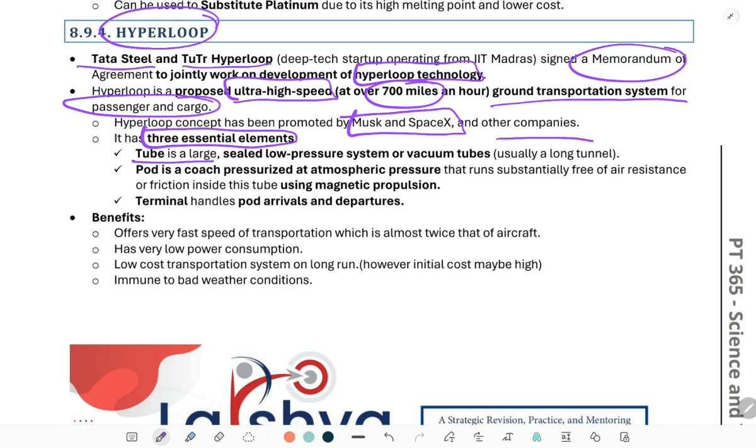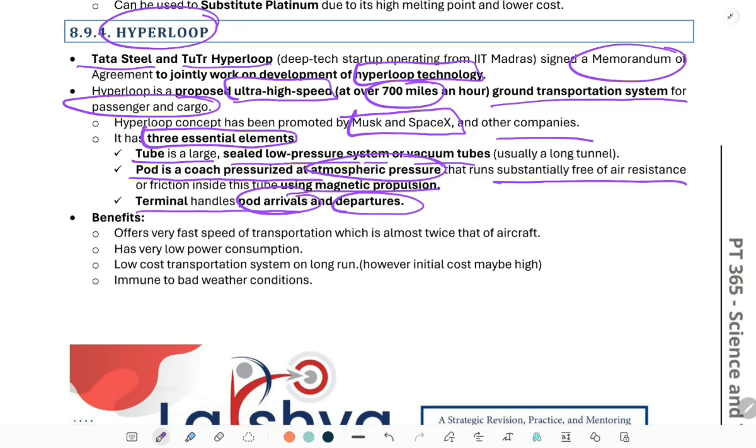First one, tube, is a large sealed low pressure system or a vacuum tube. Second, pod, is a coach pressurized at atmospheric pressure that runs substantially free of air resistance, and this tube is using magnetic propulsion. Then the terminal handles pod arrivals and departures.